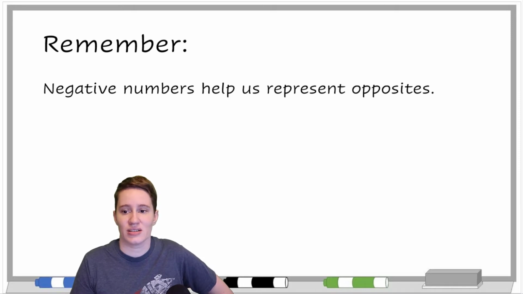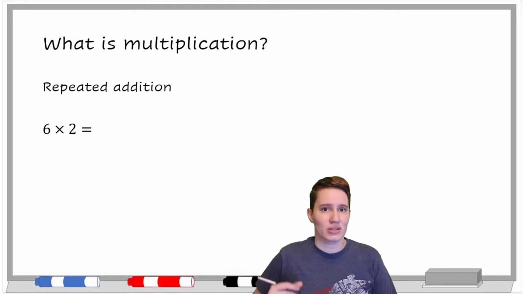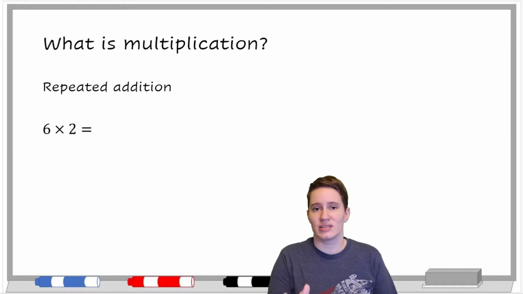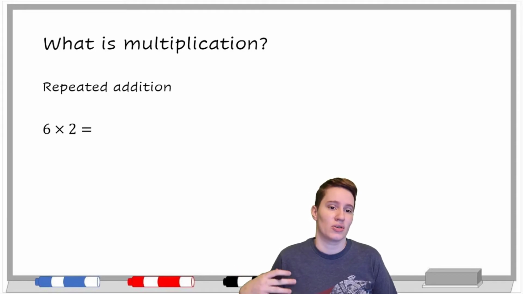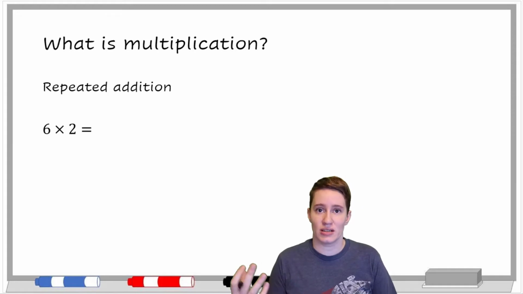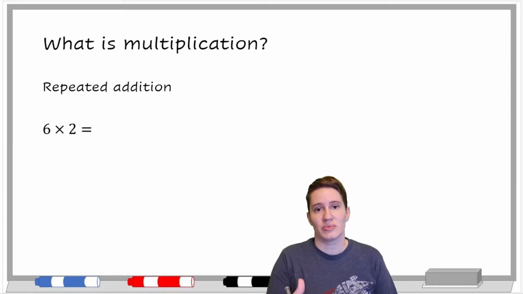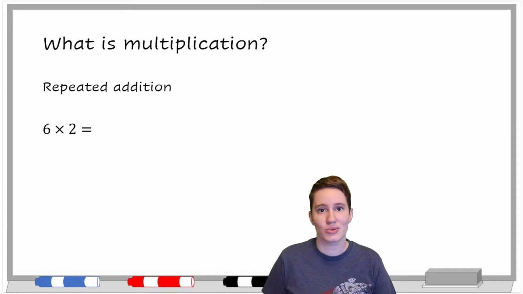So let's take a look at what multiplying really means. Let's go over really quickly, what does it mean to multiply? Then we can add to that the idea of what it means to multiply negative numbers together. Multiplication is just a way to do repeated addition more quickly. Something like 6 times 2, when you first learned about multiplication, back when you were doing addition and thinking, I'm so cool, I can add, and then we added multiplication into the mix.